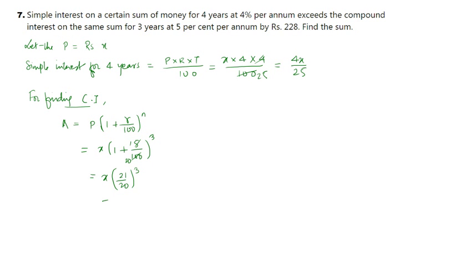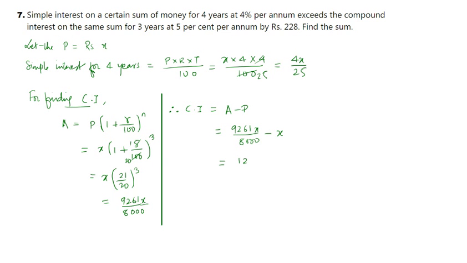Okay, if you find the cube, you get 21 cube is 9261. So it becomes 9261 by 20 cube, which is 8000. So I got my amount. Now let's find the compound interest. Therefore your compound interest, you know the formula is amount minus principal. So amount is 9261x by 8000 minus principal x. Find the difference, and you find that this will be exactly 1261x by 8000.